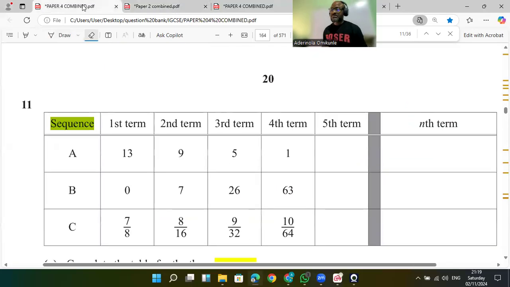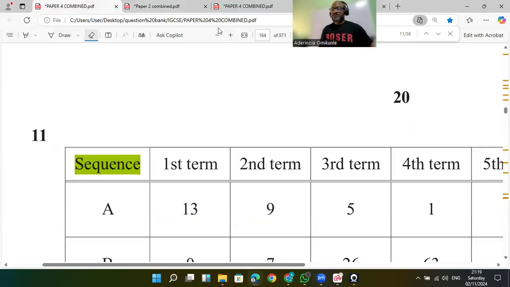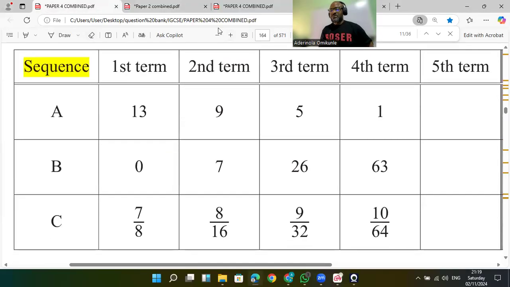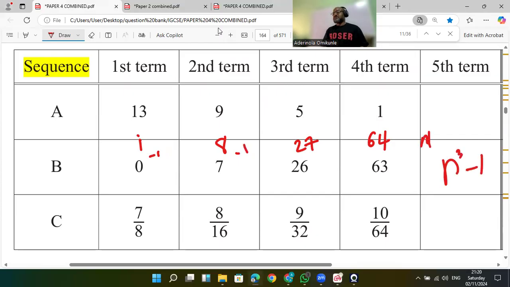Last question on this, on our cubic sequence, that sequence B, you have 0, you have 7, you have 26, you have 63. Again, cubic sequence is very, very easy to spot because if I write the n cube sequence, this is 1, this is 8, this is 27, and this is 64. So all you just do is your n cubed minus 1, because the difference is obviously minus 1. So the nth term of this sequence is n cubed minus 1.